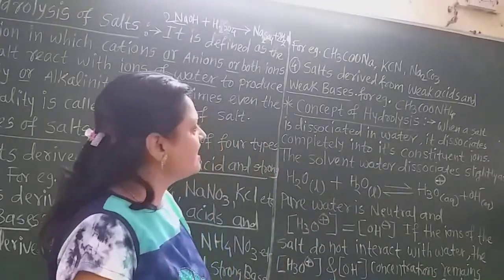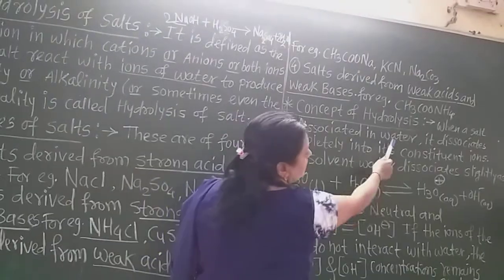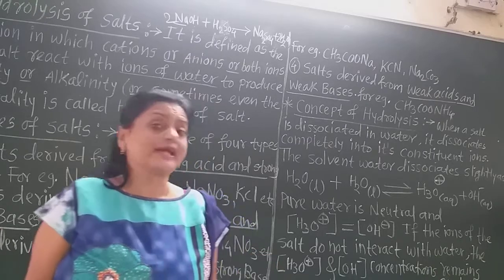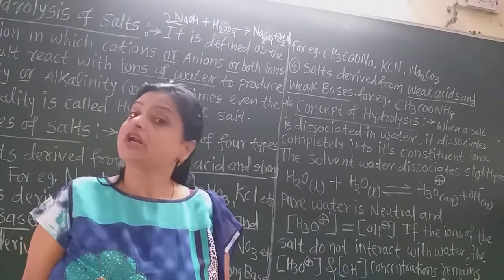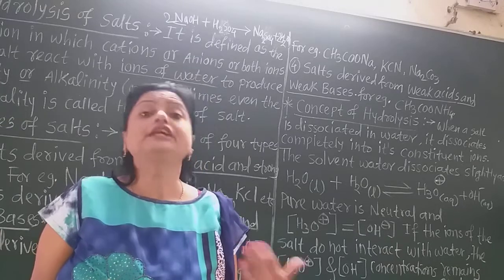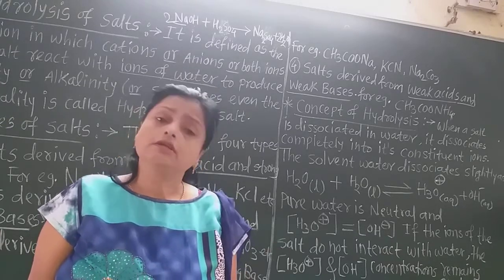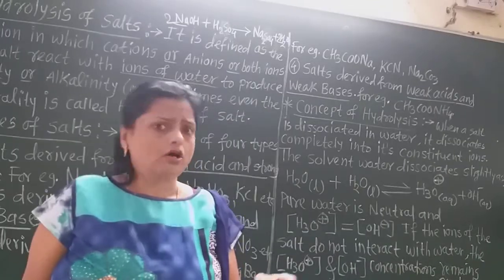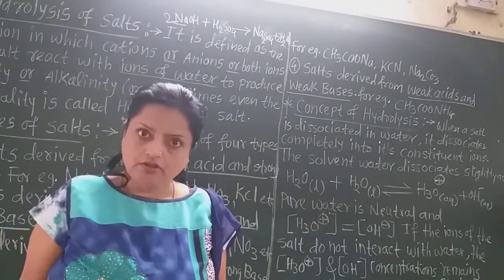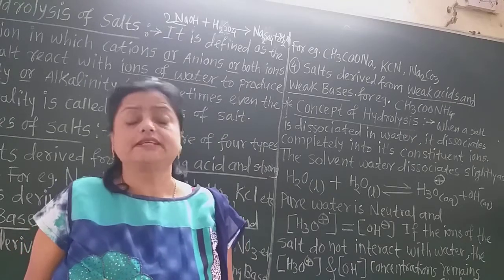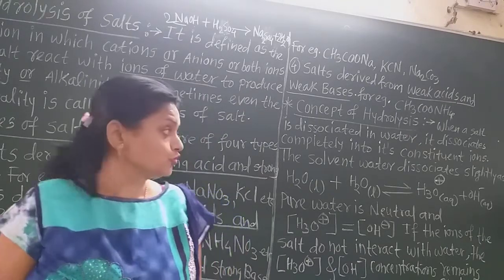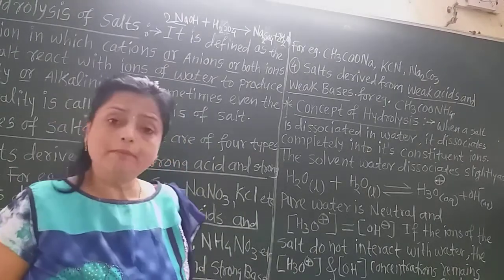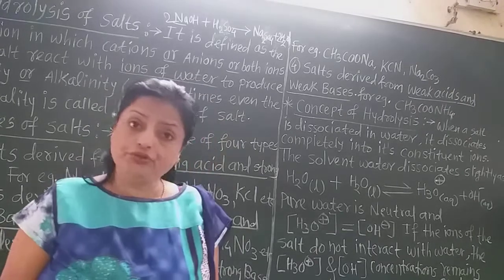When a salt is dissociated in water, it dissociates completely. Remember that, as with the strong acids and strong bases, which are 100% dissociated, completely ionized. In a similar manner, all the salts, all these four types of salts, dissociate 100% completely. Remember that, students. So when a salt is dissociated in water, it dissociates completely into its constituent ions.